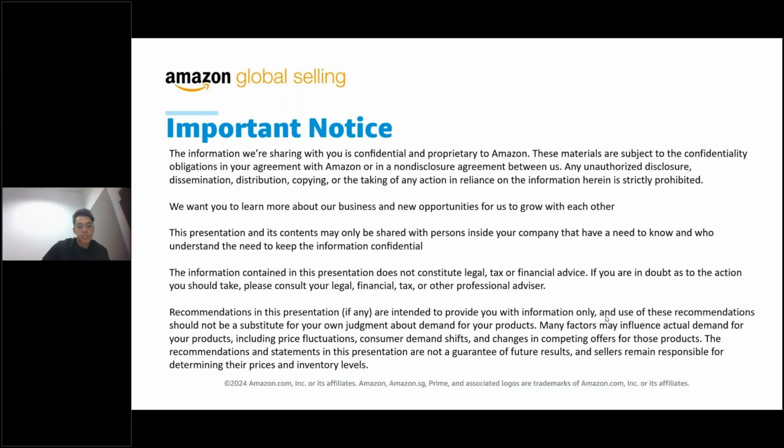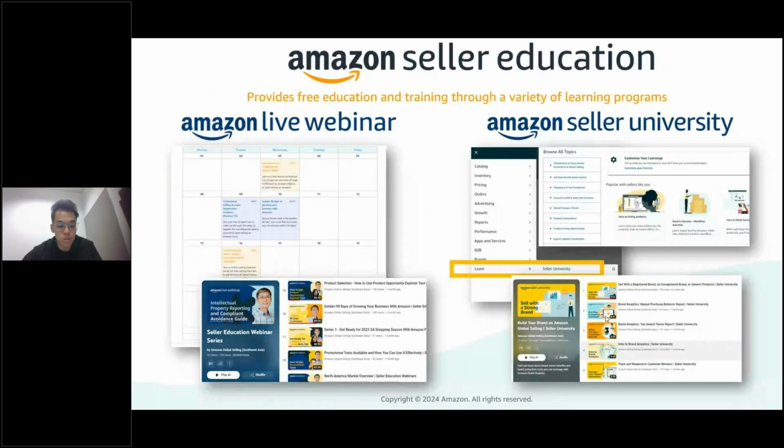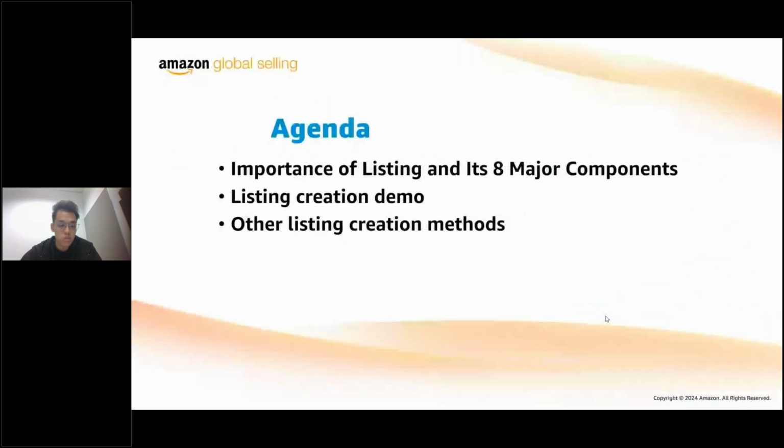We have Amazon live webinars on a weekly basis covering different topics, so feel free to go to the website and take a look. For the Seller University content, under your Seller Central account at the left, click the drop down, go to Learn and then Seller University. From there, you can search for what you're interested to learn. Today's agenda is the importance of listing and its 8 major components, a listing creation demo, and other listing creation methods.